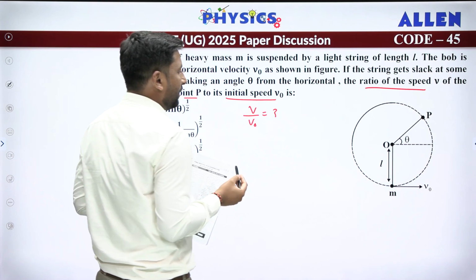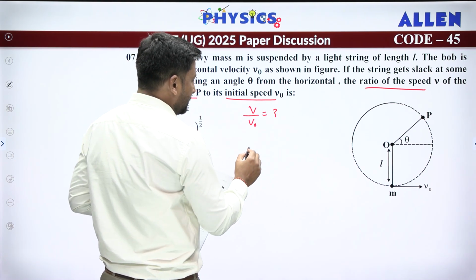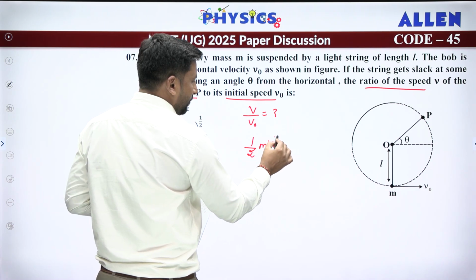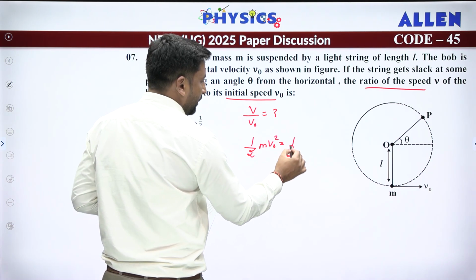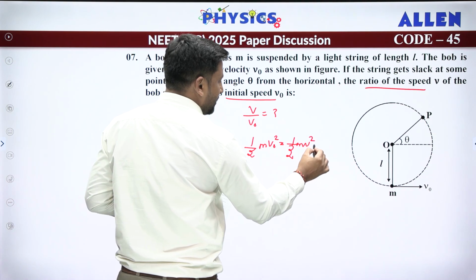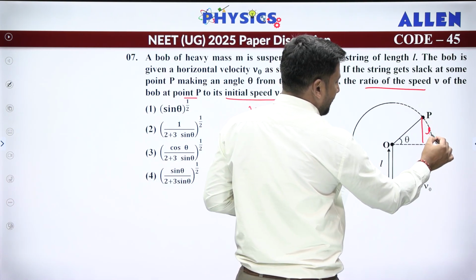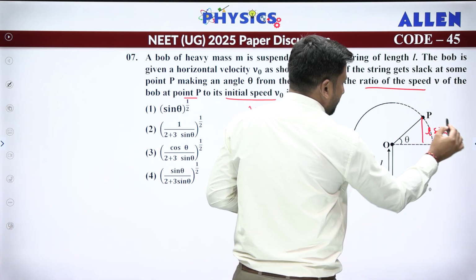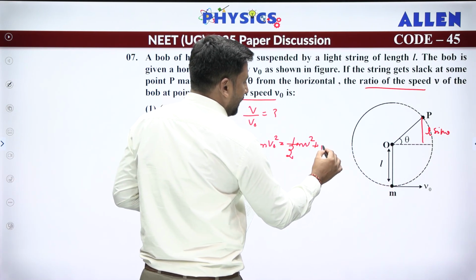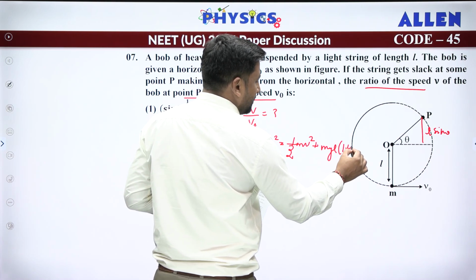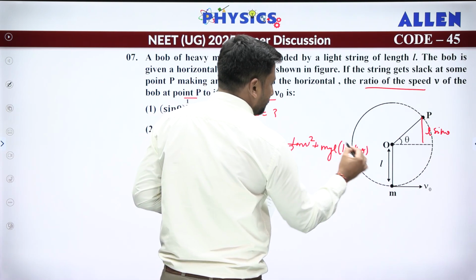So two equations you have to apply. One is the conservation of mechanical energy. First equation is 1 by 2 m into V naught whole square will be equal to 1 by 2 m into V square plus potential energy. So this is already L and this length will come out as L sine of theta. So we can say here plus m into g L into (1 plus sine theta). So one equation is here.